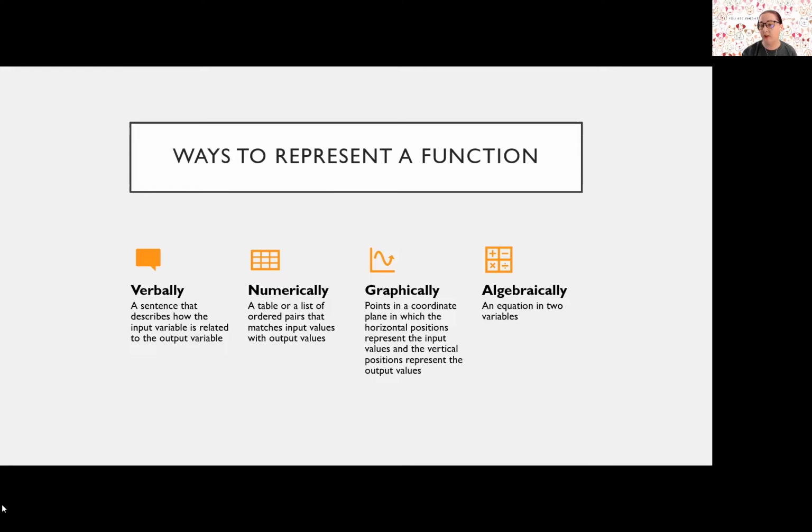And then algebraically is where you're actually given an equation. And so we have 2 variables. We'll have our input and then our output, and then that gives us a function.